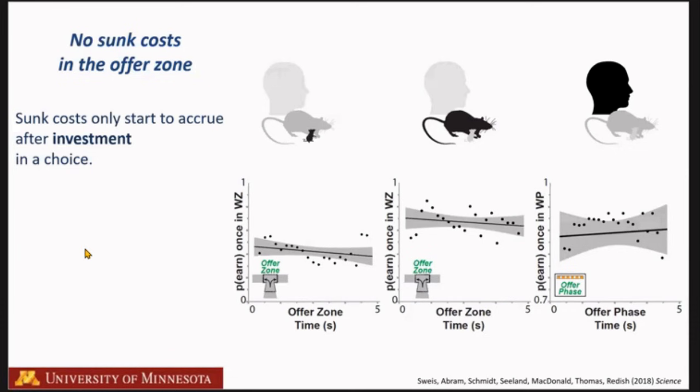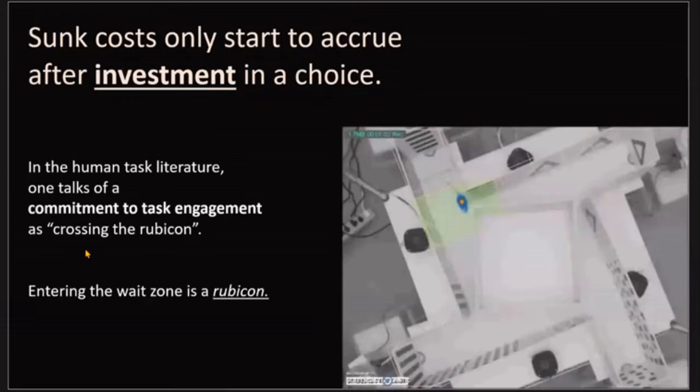Sunk costs do not accrue until the animal commits to its choice. And it turns out this is something in the human literature called crossing the Rubicon, and is seen in the task engagement literature. Before people engage in the task, they're very, very willing to say, forget it. But once they're engaged in the task, quitting is hard. And I'm gonna show this video because I just love this video.